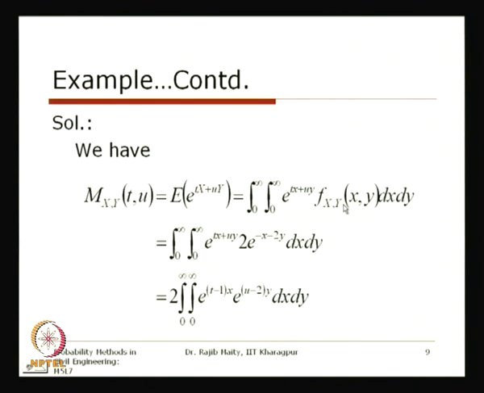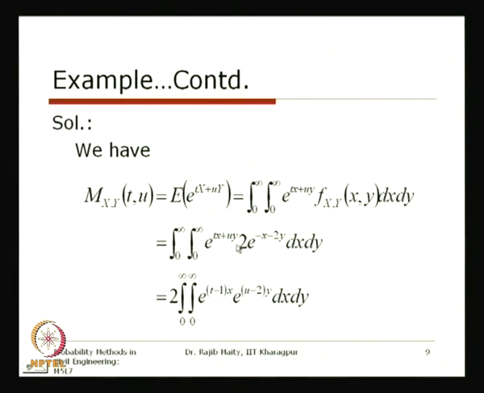Now, this joint density we know is 2 exponential minus x minus 2y, and then multiplied with e power tx plus uy. So, t and u are the variables through which this moment generating function will be expressed.